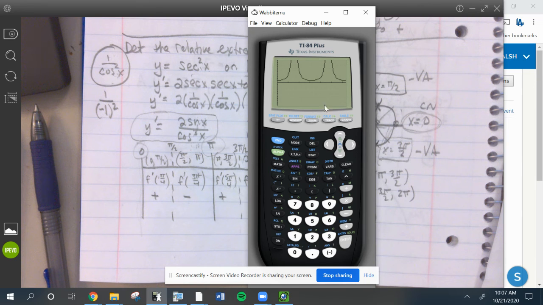So here's a relative minimum right here. Second calc, minimum. Left bound. Right bound. Enter for a guess. And it says 3.14, pi, comma 1. So perfect. So hopefully you enjoyed that. I sure did.